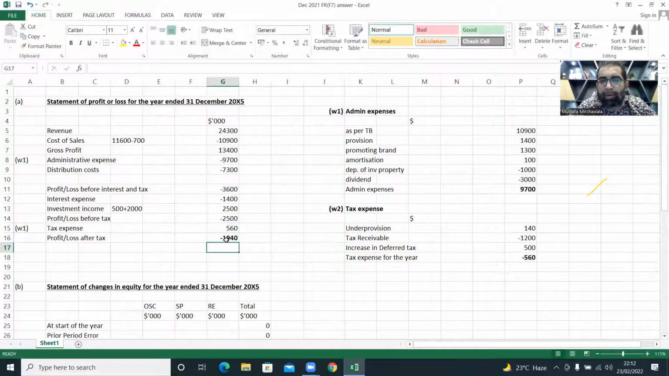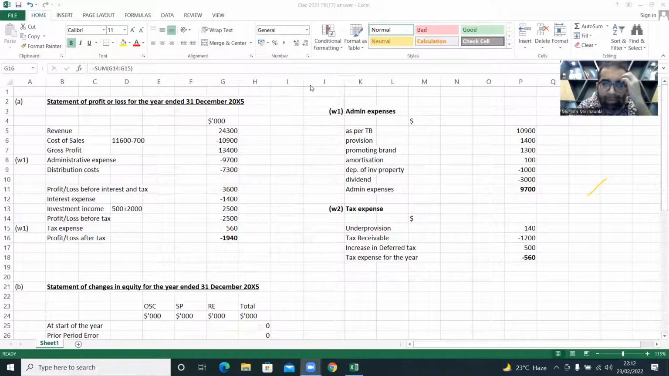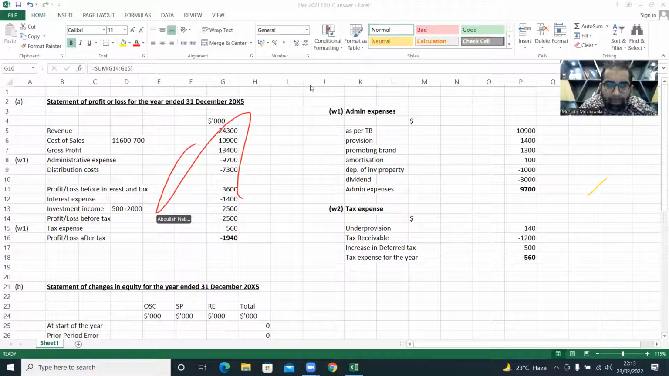This is your profit loss after tax. Let me open the chat box. My dear student, listen, tax is an income this time. Net amount is the income. And income always comes in the income statement positive. In the income statement, income comes with a positive sign. Expenses we deduct, income we add. Yes, you can write tax income. Okay, so now let's move.